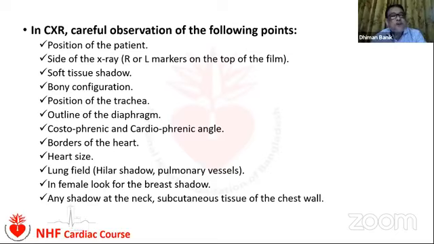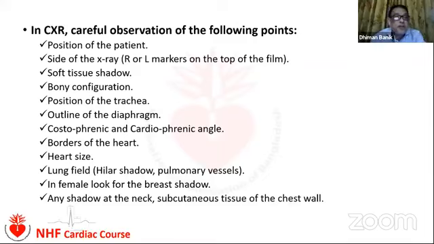Outline of the diaphragm is very important in our cardiological aspect of seeing the chest X-ray, because the right dome would be slightly elevated and the left dome would be lowered down. If in a patient with CABG, the left dome of the diaphragm is seen to be elevated, that is an important finding in a patient of CABG. Costophrenic and cardiophrenic angle is also important, because small effusion, small pneumothorax can be missed in seeing this costophrenic and cardiophrenic angle.